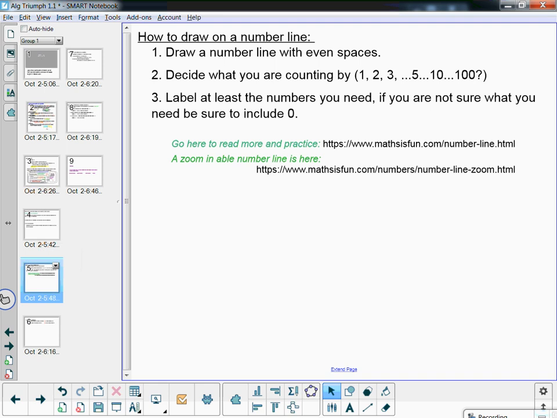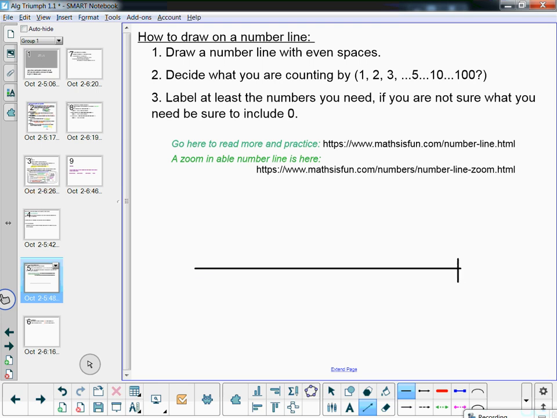How to draw on a number line. To draw on a number line, first thing you got to do is make a line nice and straight. You don't have the technology I have with a smart board. Now, a number line goes in both directions, so we need to make sure that we have arrows. Okay, decide what you're counting by. 1, by 2, by 3, by 5, by 10, by 100. I don't know. Just make sure your spaces are even.